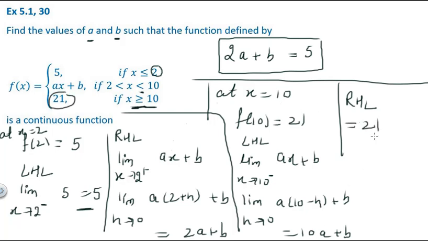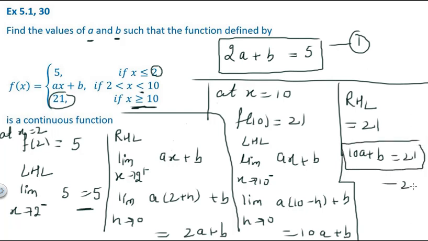Now because it is continuous, we can again put our LHL and RHL equal. So this was our equation 1. The second equation that we will get is 10a plus b equals 21. So this is our equation number 2. Now we will solve both the equations to get the values of a and b. I think everybody can solve these two equations and get the values of a and b. That's it. You need to do the questions, so complete it in your notebooks.